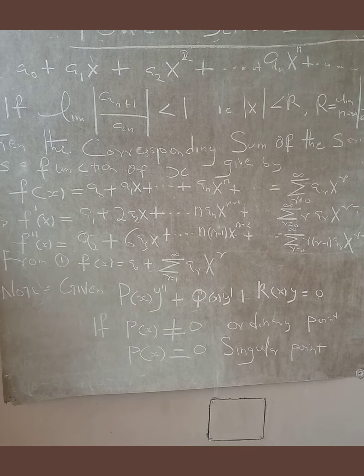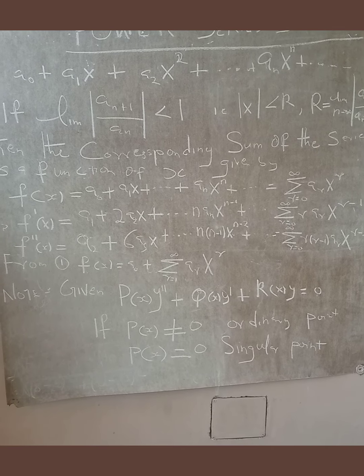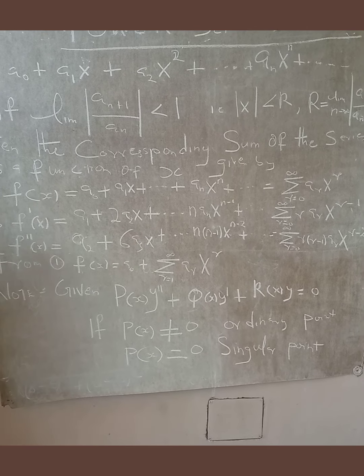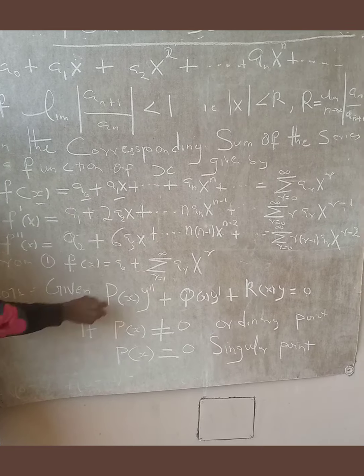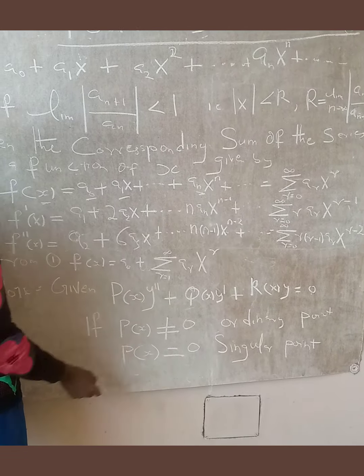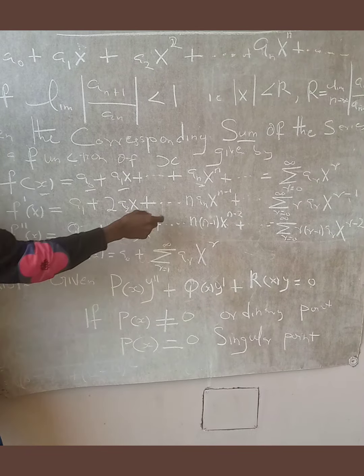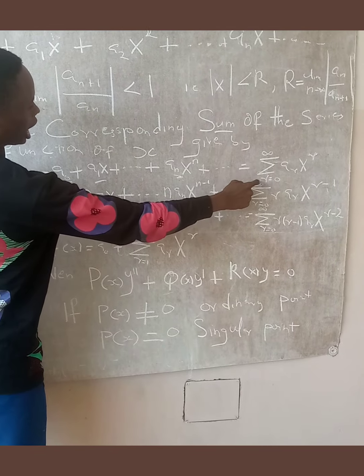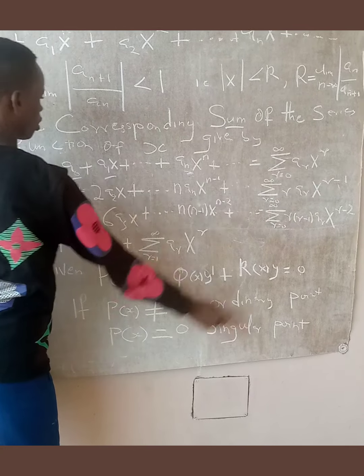So the corresponding sum of the series, since we are dealing with series, we should know the difference between series and sequence. The corresponding sum of the series is a function of x given by f of x equals a0 plus a1 x, up to a_n x^n. So the corresponding sum, since we are dealing with a sum now, is the sum from r equals 0 up to infinity of a_r x raised to power r.